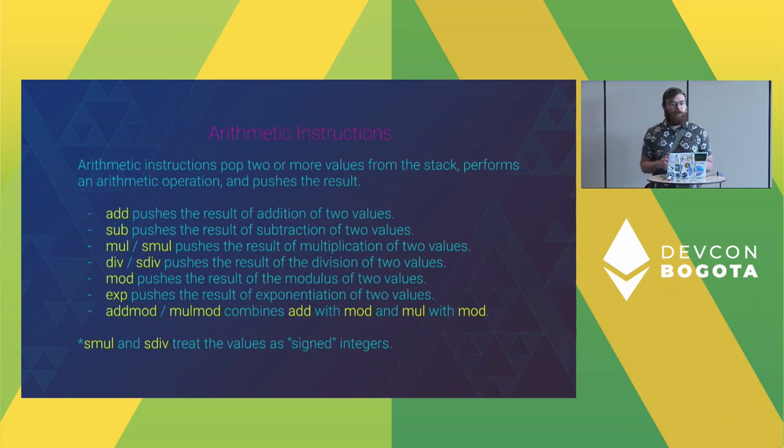And so what this means is that the number can be represented as positive or negative. Same thing with div. Div is divide, and then sdiv treats them as signed integers. Mod will actually do the modulus, so the remainder after division. Exp does exponentiation. And then we actually have some instructions, add mod and mul mod, that will consume three items and basically do addition, then modulo, and then multiplication, then modulo.